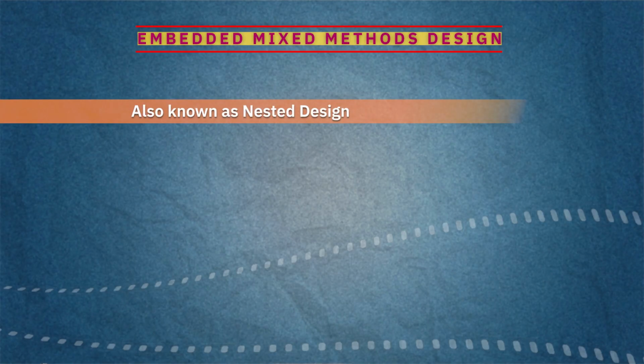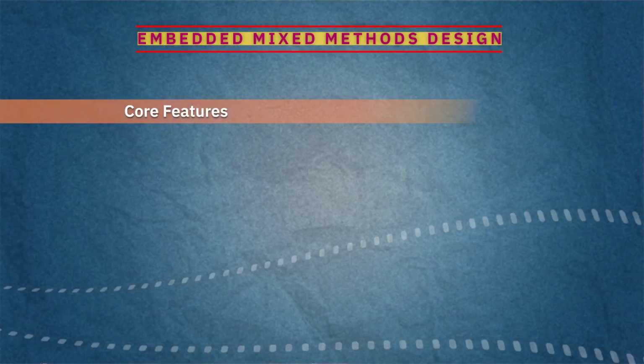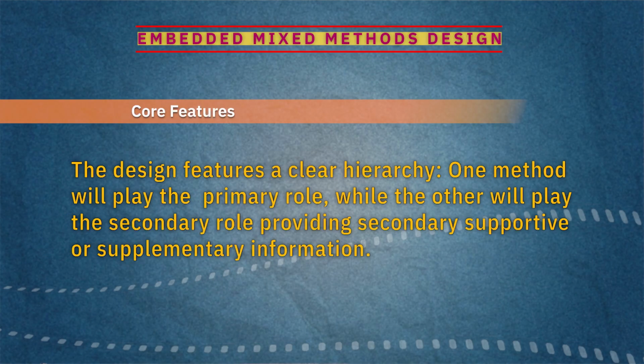Next comes the fourth, the embedded mixed method design. It's also known as nested design. An embedded mixed method design involves the inclusion of a secondary data set, which could be quantitative or qualitative, within a primary research design. The core feature of this design is that the design features are clearly hierarchical in nature. One method will play the primary role while the other plays the secondary role, providing supporting information.